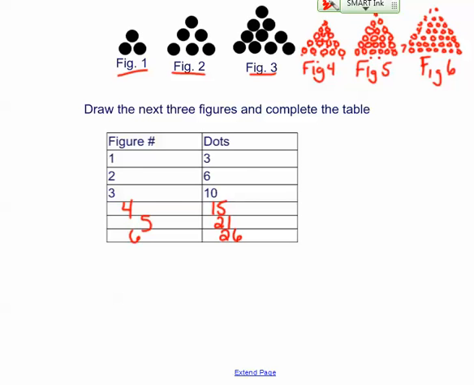So those are geometric patterns. And I'm sorry, this should be 28 down here. I misspoke. I recounted my dots, so that's what I did.